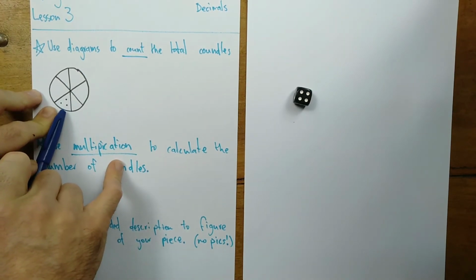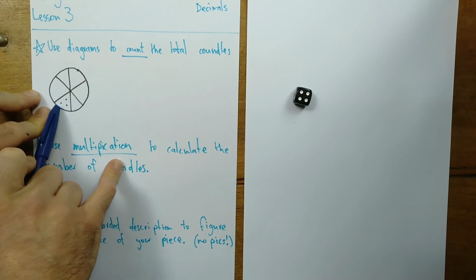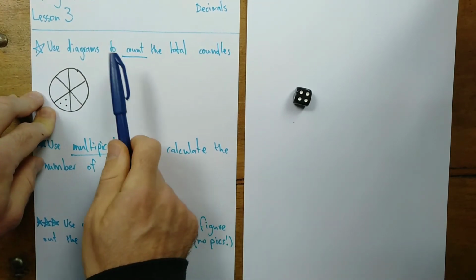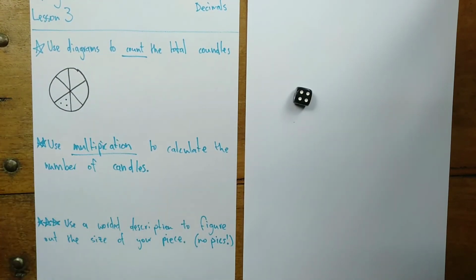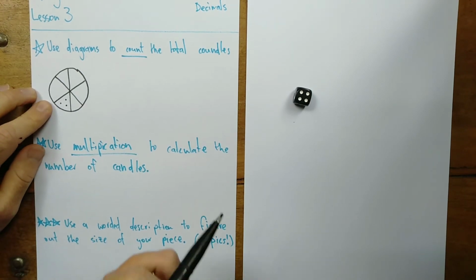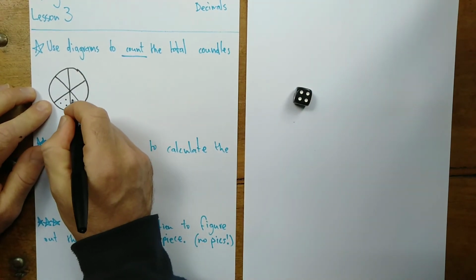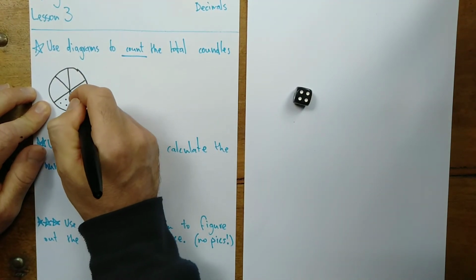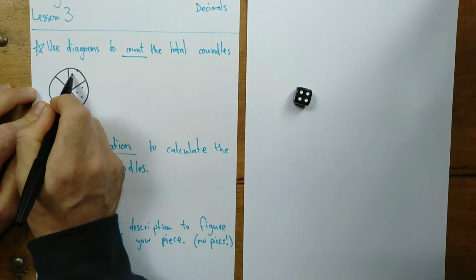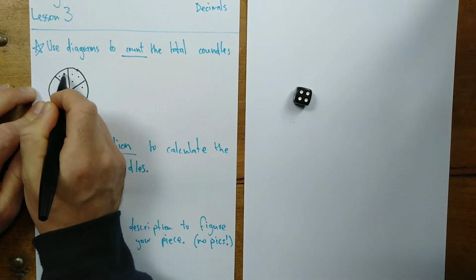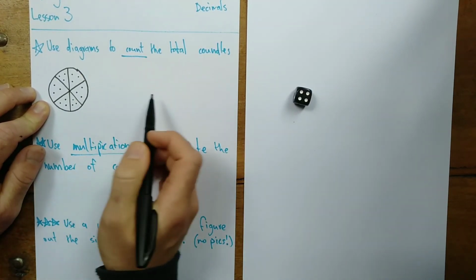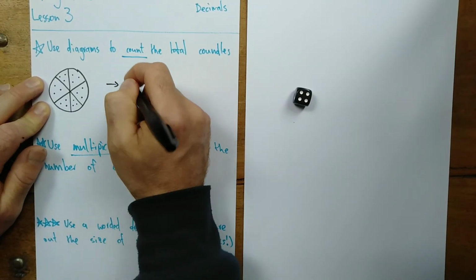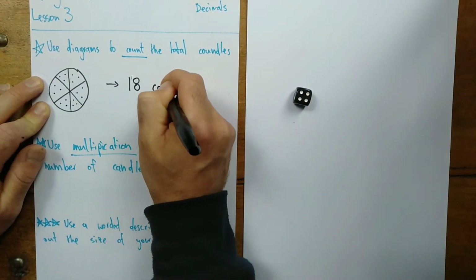And on this piece, there are 1, 2, 3 candles. So what you're going to do is try to count the total number of candles on the whole cake based on this picture. And the trick is here that there will be the same number of candles on each piece. So 1, 2, 3, 4, 5, 6, 7, 8, 9, 10, 11, 12, 13, 14, 15, 16, 17, 18. The total number of candles, 18 candles.